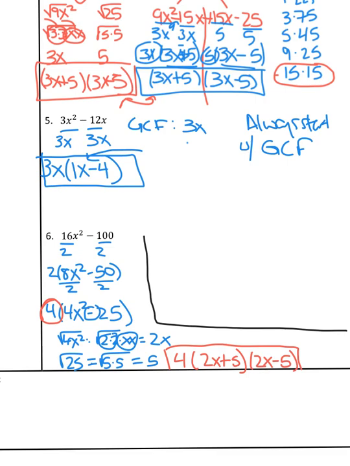Kim, 16 is a perfect square, right? 4 times 4. 100 is a perfect square, right? 10 times 10. So I'm going to go straight here. I'm going to say, Mrs. Kim, this is a different sign, the perfect squares.